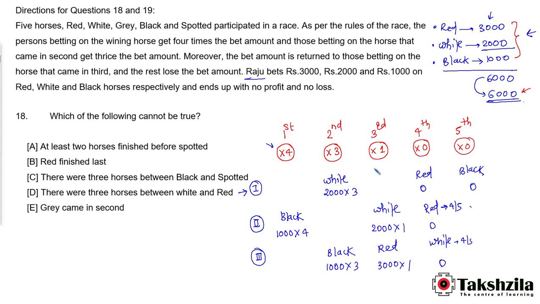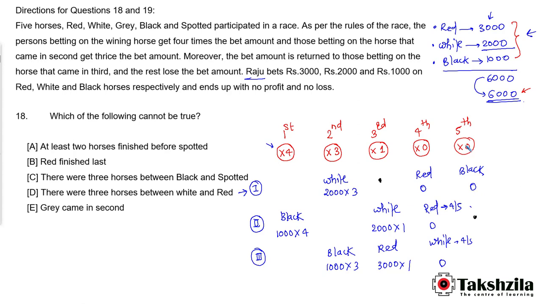So before we go, let's have a look at the options. Question number 18, let's have a look at the options over here. Which of the following cannot be true? Option A: at least 2 horses finished before Spotted. Spotted is one of the horses. Let me read statement 1 again. At least 2 horses finished before Spotted. It may be possible that the Spotted horse will come over here or over here. So option A is very much possible. Option A can be true.